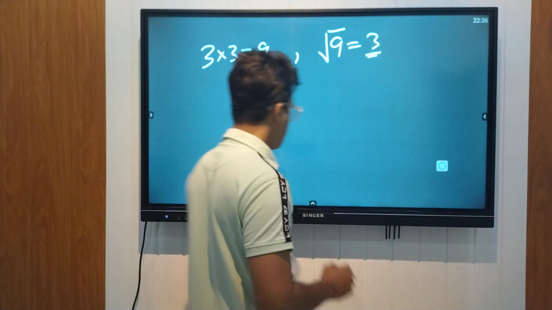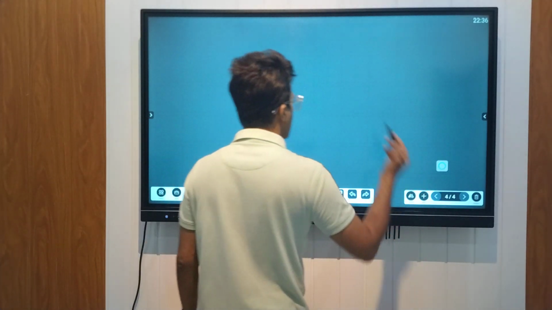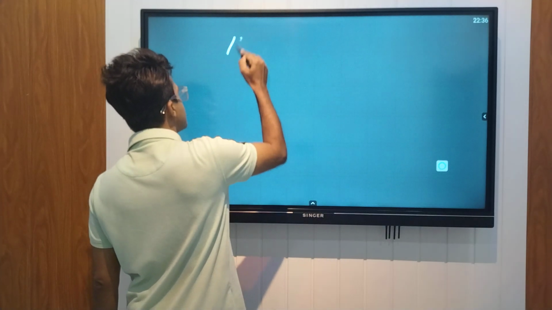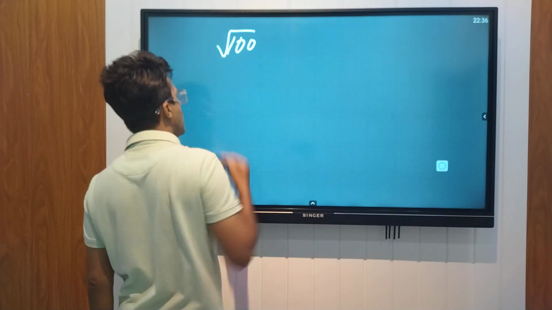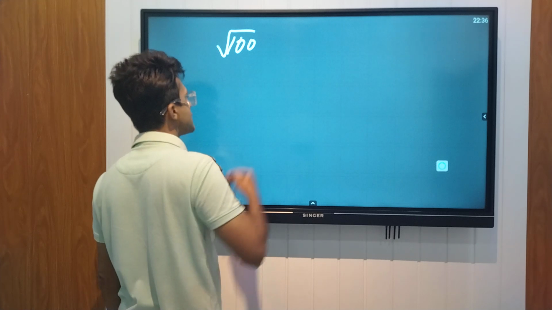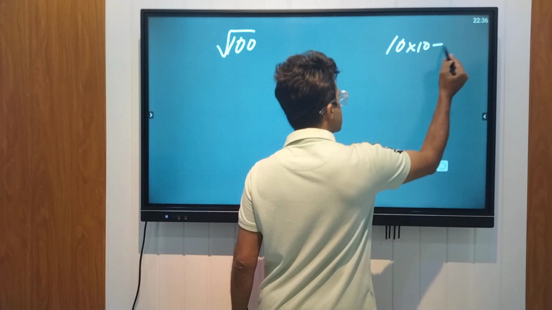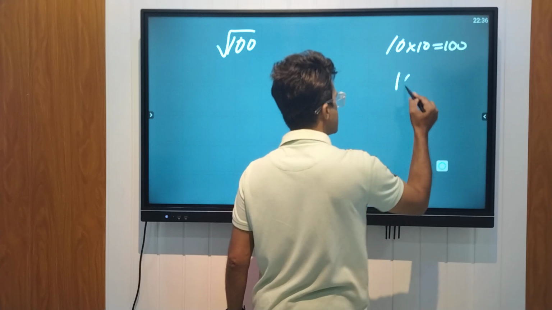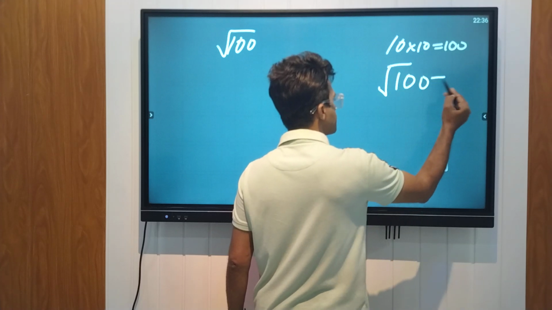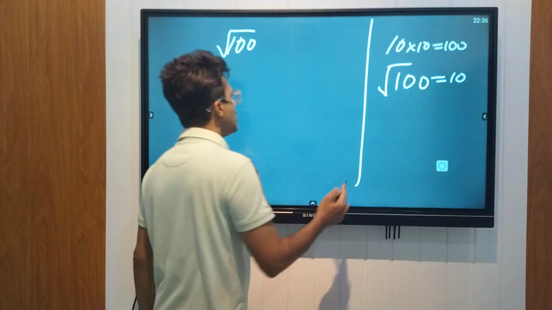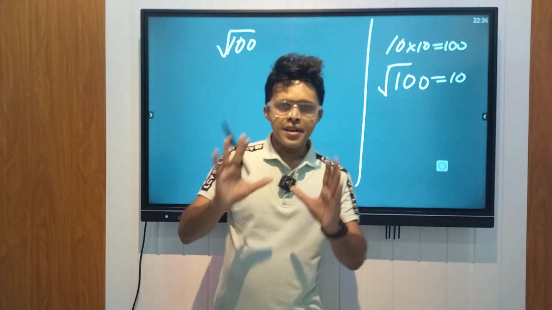Now think of the square root of 100. The square root of 100 is 10, right? 10 times 10 is 100. So the square root of 100 equals 10.